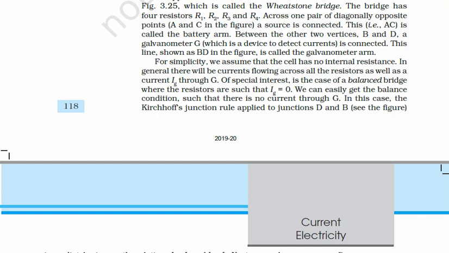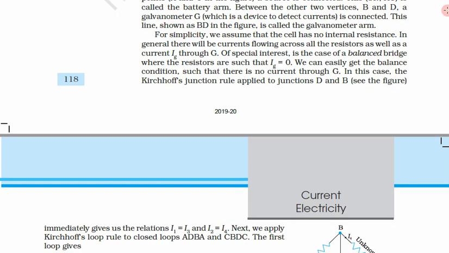Now let us solve the equations for this bridge. For simplicity we assume that the cell has no internal resistance, so one assumption is small r is equal to 0. In general there will be currents flowing in all the resistors. In R1 current was I1, in R2 I2, R3 I3, R4 I4. Now current Ig is flowing in the galvanometer, because the galvanometer is also an electrical instrument and some current flows through it as well.